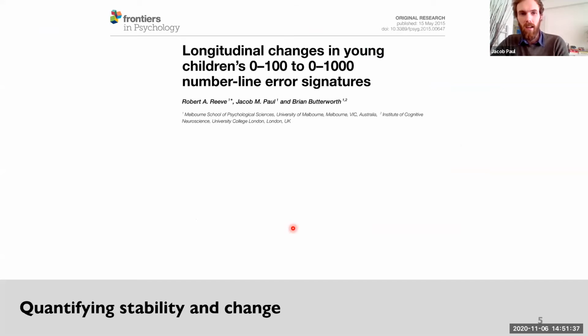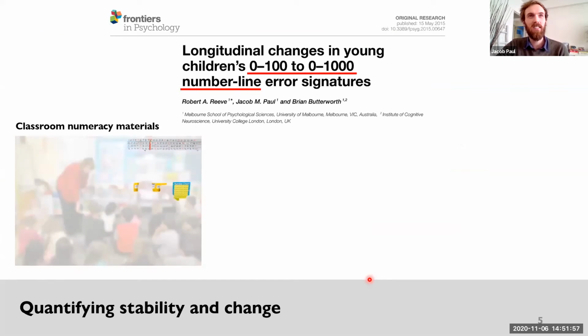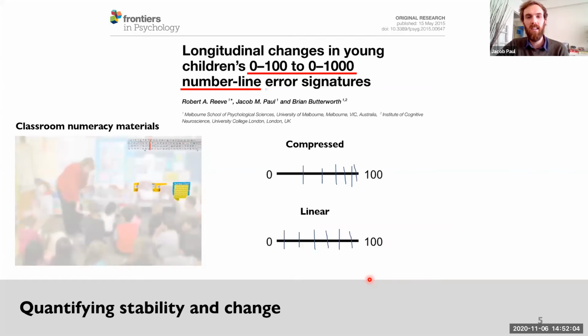Okay, so to do that, two examples I want to show are from my own work, and the first of those looks at number line performance. We know that children's classrooms are full of numerical materials, and some of those that are quite prevalent include number lines. What we're interested in here is that children tend to have quite characteristic patterns of performance on these tasks.